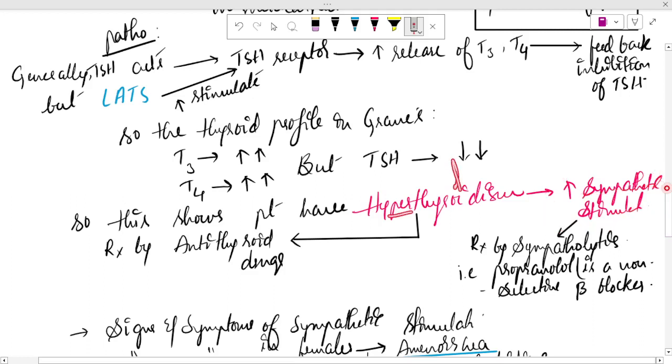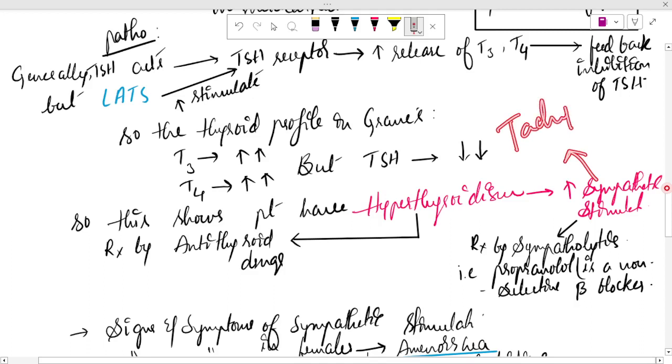See, we already know thyroid function. What is thyroid function? It also regulates the neural system. It has its part in the neural system also. So if a hyperthyroidism condition is seen, obviously it increases the sympathetic stimulation.